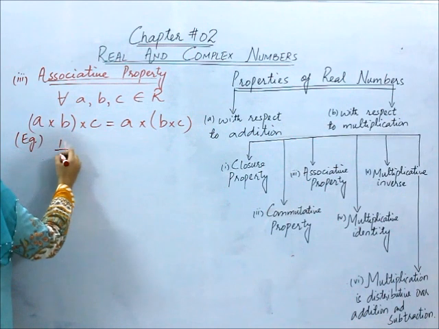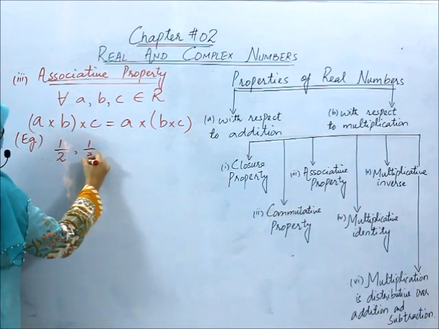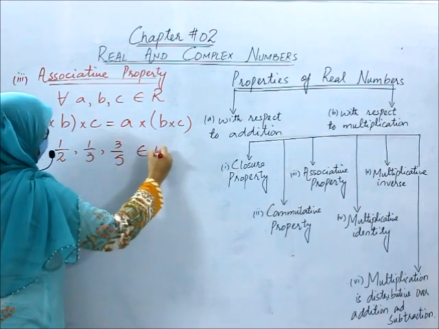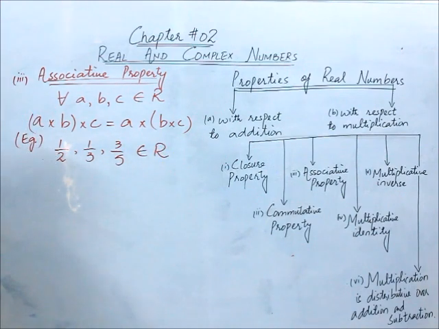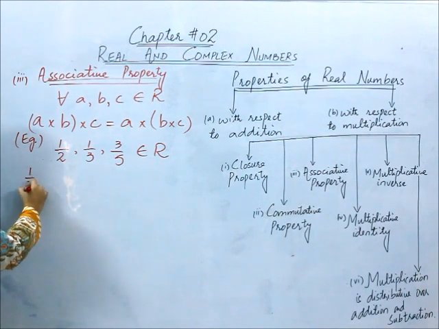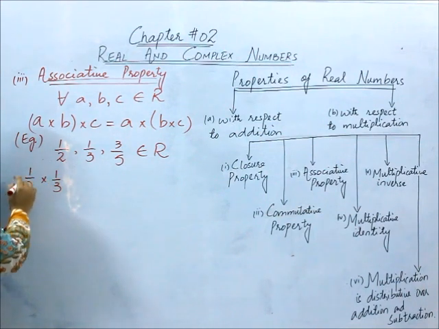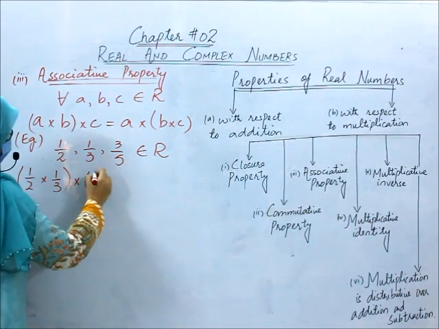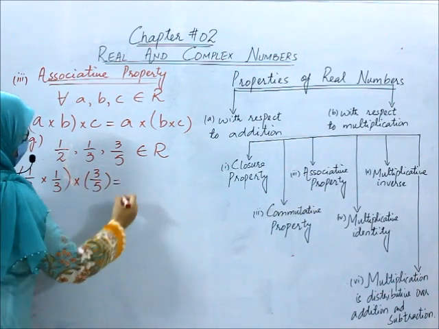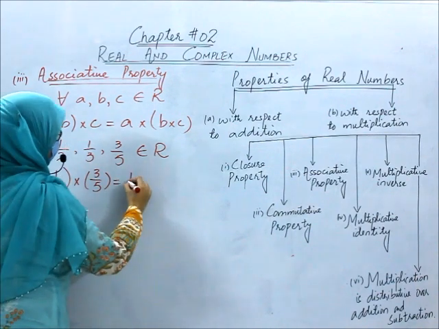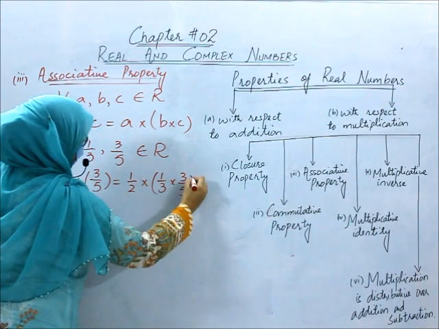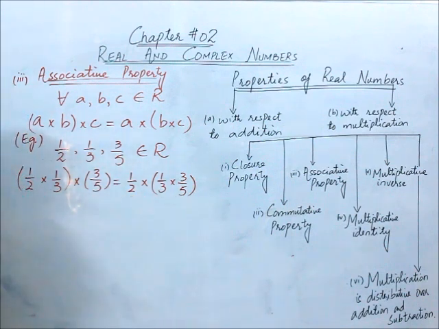If we have any three real numbers, 1 by 2, 1 by 3 and 3 by 5 belonging to the set of real numbers. So this property says what? 1 by 2 multiplied by 1 by 3. If we multiply these two numbers at first and multiply our answer with 3 by 5, the answer would remain same if we multiply 1 by 3 into 3 by 5 at first and then multiply the product with 1 by 2. So let us verify this property.